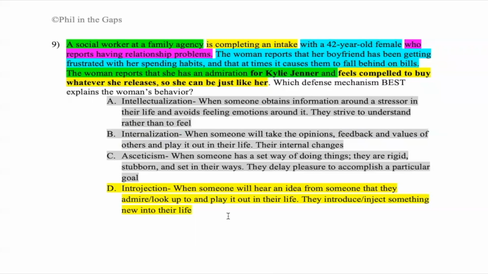She's getting all the pleasures that she particularly could want with having a negative impact on her life, such as at times they're falling behind on bills. So the correct answer here is D, introjection, because she's introducing an idea or thought from someone that she admires in order to become just like them, which could lead to identification. So the correct answer here is D, introjection. So that's how we look at that question in particular.